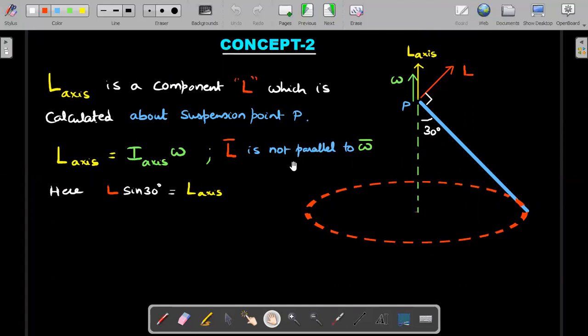Okay, so the L bar is not parallel to omega, and in the question he's talking not about the L axis but this red colored L that I am showing in the diagram. Okay, right, so that is the careful part you need to be worried about. So you could see with this angle 30 degrees that is given, this L axis should be a component of this. Here L sin 30 should be L axis. That's what I've written down, and I'll borrow both the concepts of angular momentum and gyromagnetic ratio into the next page and apply them to the given problem.